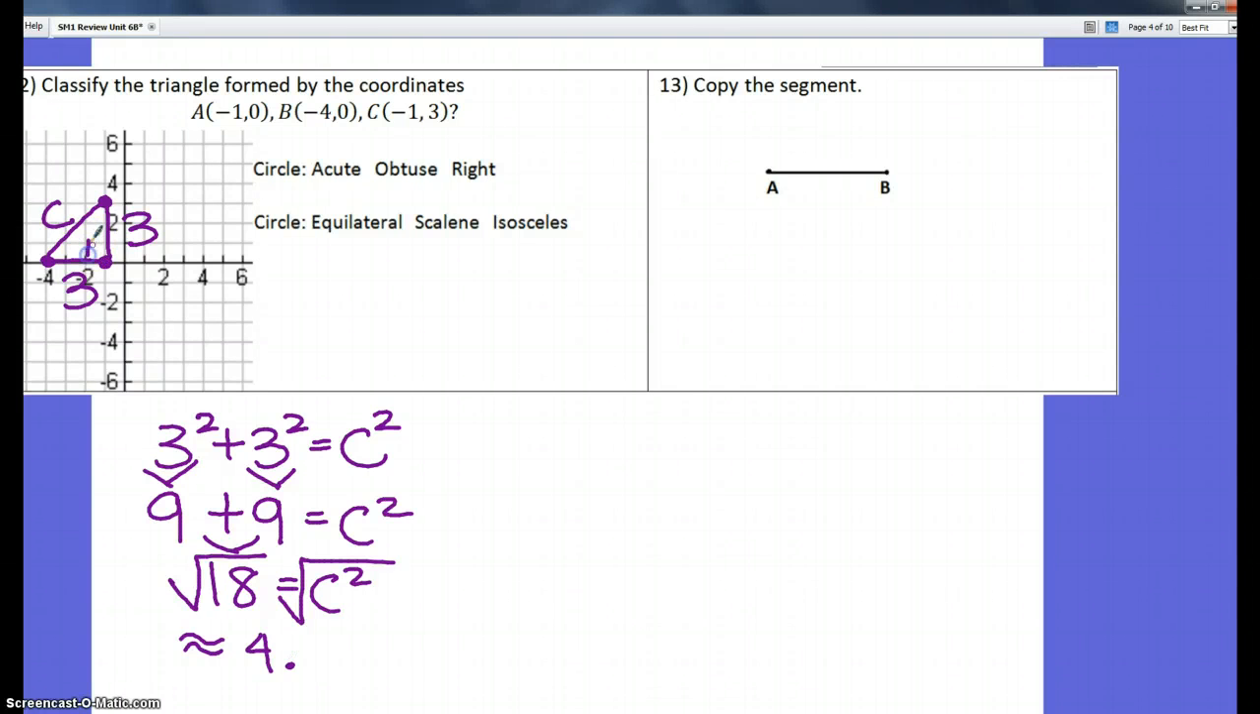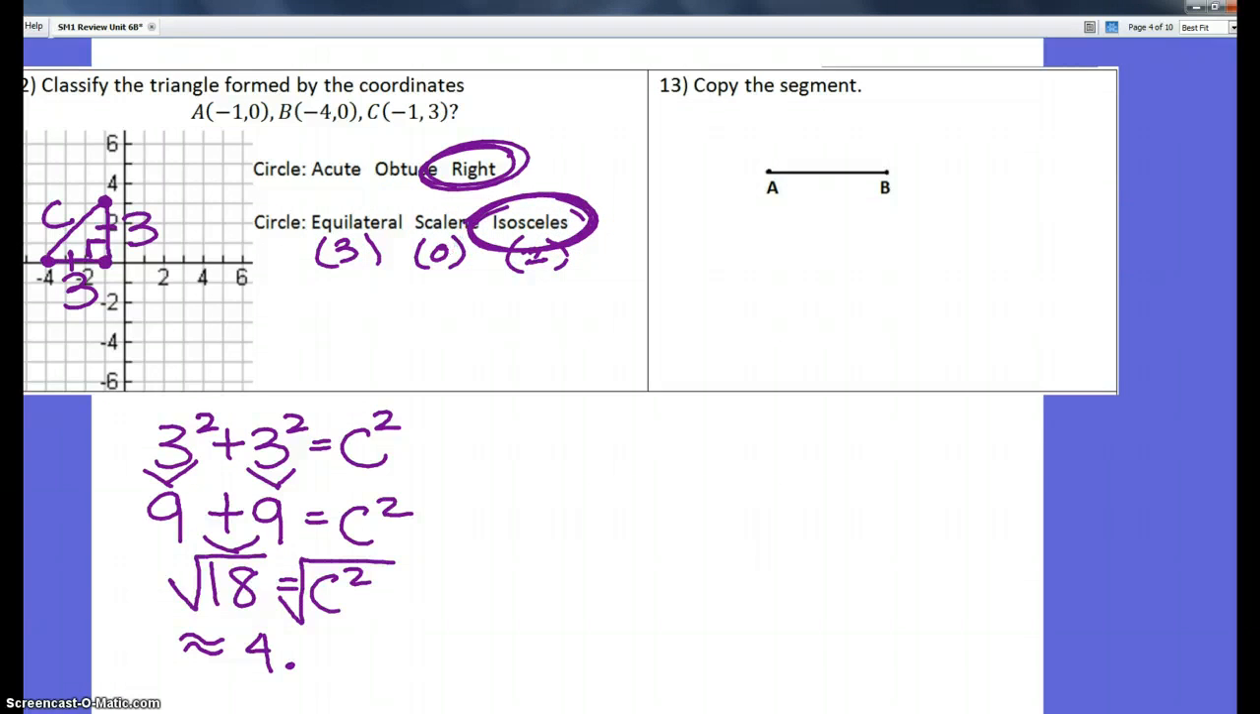We do know that we have this 90-degree angle here. So it's a right triangle, and we also know that two sides are the same. Equilateral means three sides the same, scalene means 0, and isosceles is 2. So this is an isosceles.